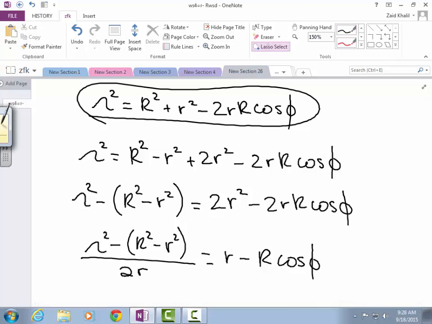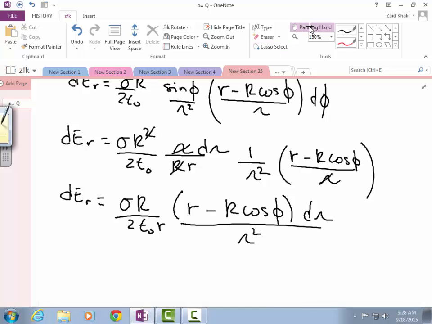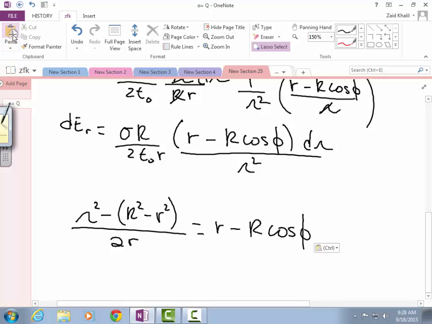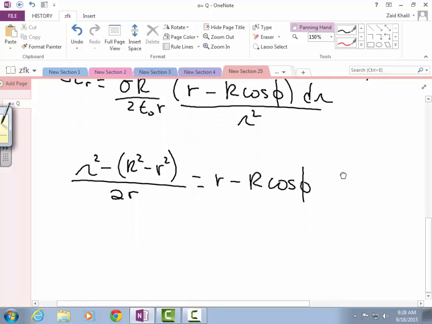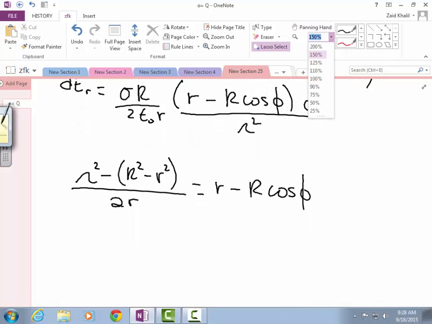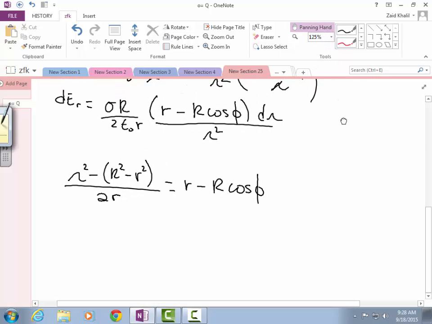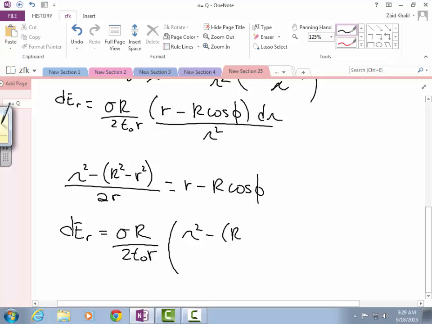So now, I think I could just take this and lasso it, copy it, go to the other one. And what am I going to do? I'm going to sub it in. I'm going to paste it first. And so now, what do we have? Let me zoom in a little. There we go. So then what do we have? We have that dE little r is equal to sigma big R over 2 epsilon 0 little r. And then let's sub in this thing, which is script r squared minus r squared minus little r squared. And then we have a 2 little r. And then we have a d script r over r squared.